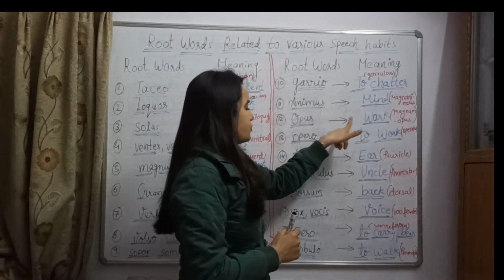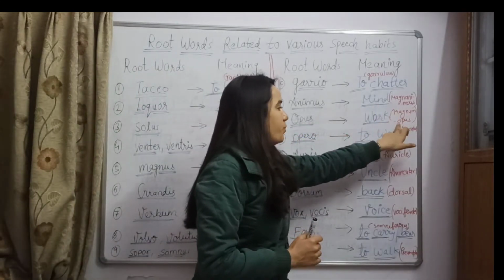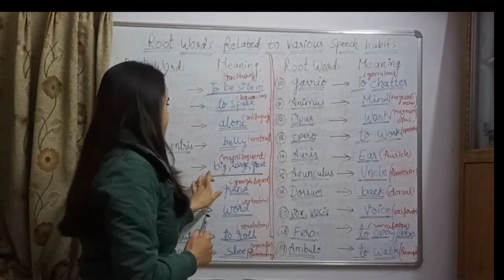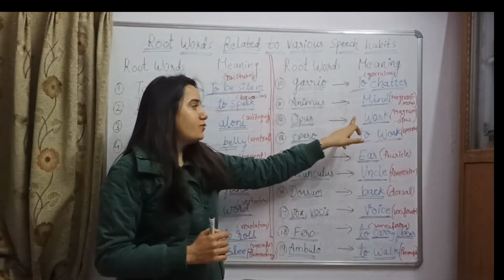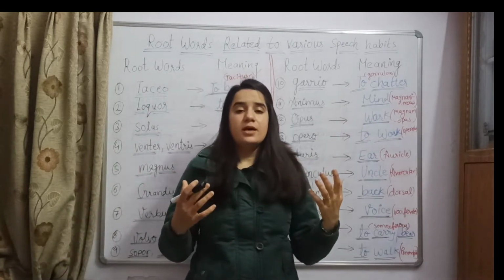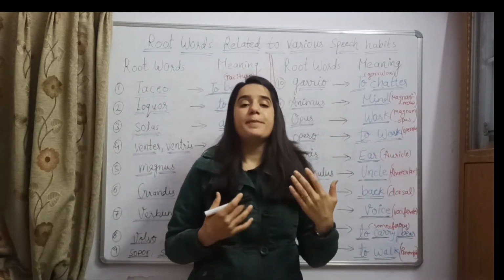Now opus means work. So magnum opus here is the vocab. Magnum means big, opus means work. So a work which is very big, which is very large, we can say it is a magnum opus.